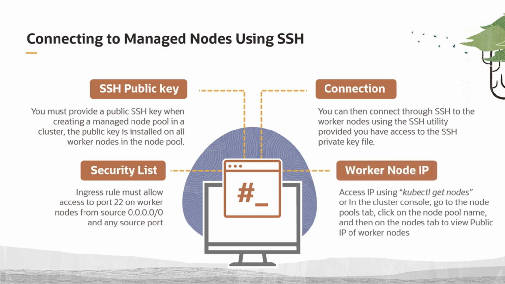Need the public IP for your SSH connection? There are two options. Either utilize the kubectl get nodes command to fetch the access IP, or head to the cluster console, navigate to the node pool tab, click on the pool name, then hit the nodes tab to unveil the public IP of your worker nodes.